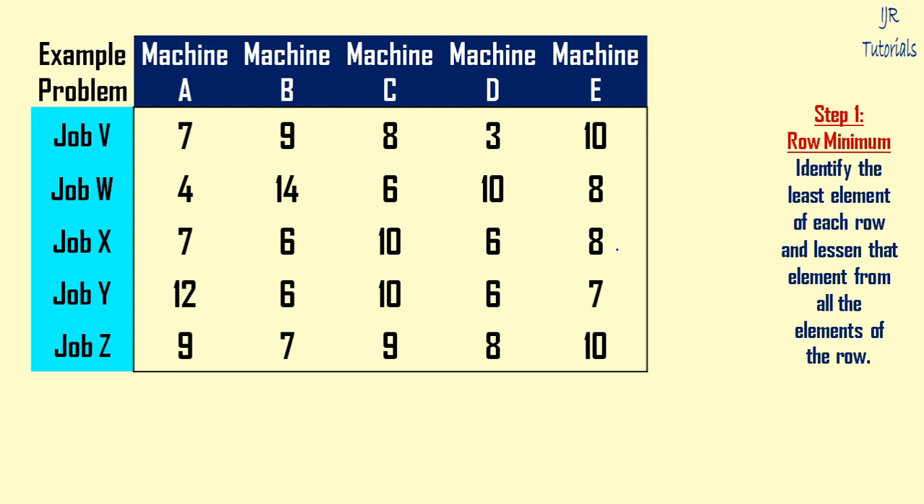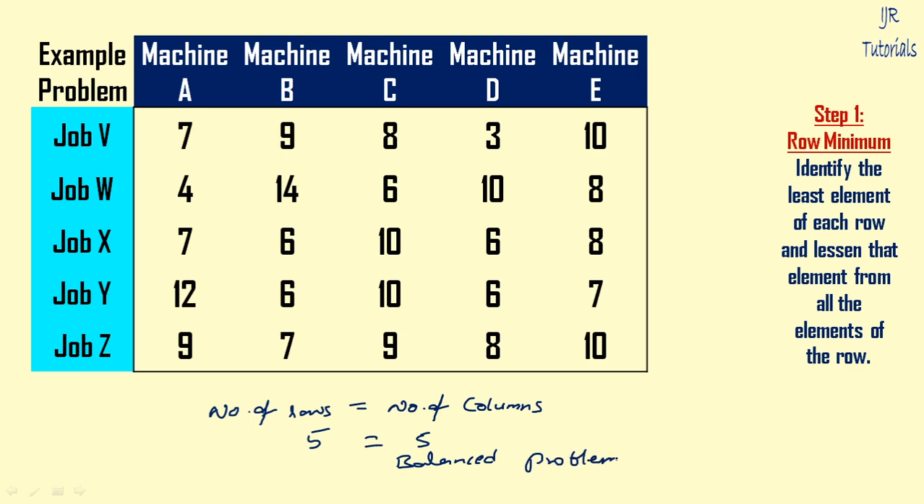So let us try with this problem. In this problem, there are 5 jobs and 5 machines given. First check whether this problem is balanced or not. That means the number of rows is equal to the number of columns. Let us see, the number of rows is 5 and the number of columns is 5. So we can say that it is a balanced problem. There is no modification needed; we just use the problem as it is.